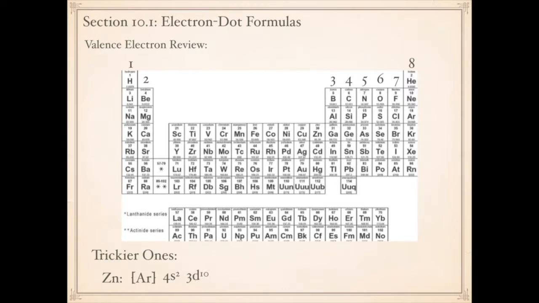Looking at this and remembering that valence electrons are the electrons in the outermost energy level, this tells me that zinc, because 4 is the highest energy level there, has 2 valence electrons. So those are the trickier ones. It's still not that tricky, it's just that you can't count using the periodic table. So zinc has 2 valence electrons.